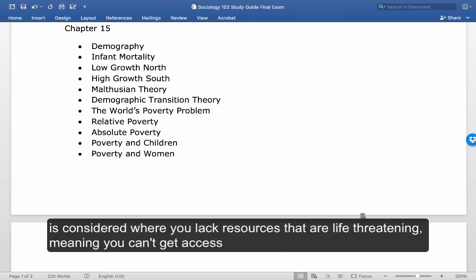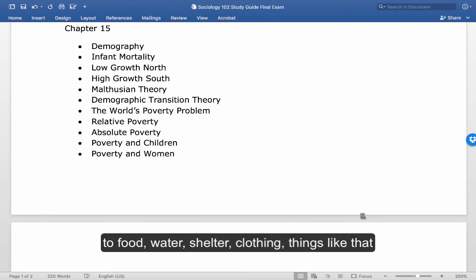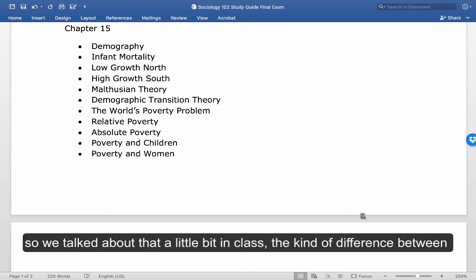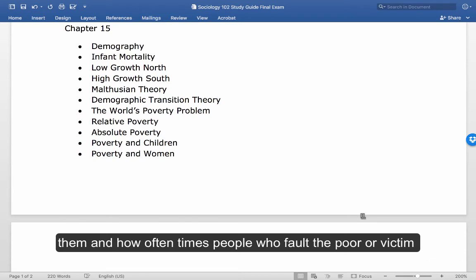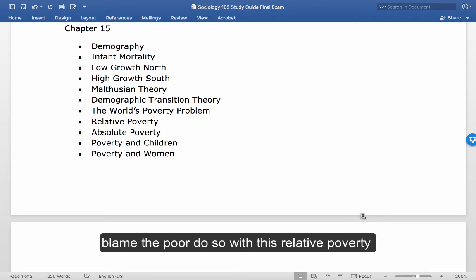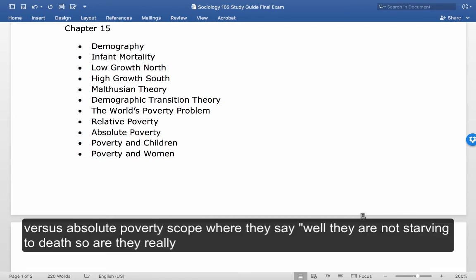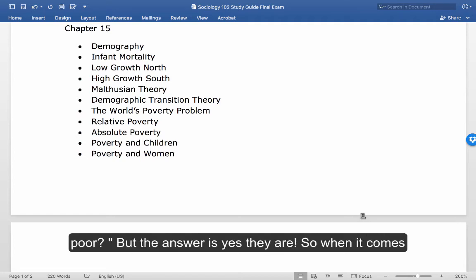Absolute poverty is where you lack resources that are life-threatening, meaning you can't get access to food, water, shelter, clothing, things like that. We talked about the difference between them in class, and how people who fault or victim-blame the poor often do so with this relative versus absolute poverty scope, where they say, well, they're not starving to death, so are they really poor? But the answer is yes, they are.